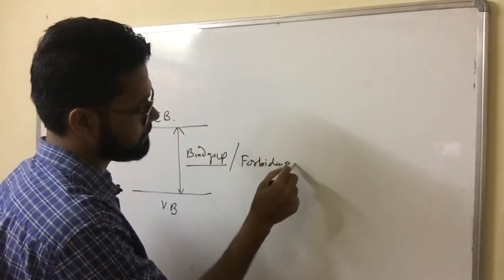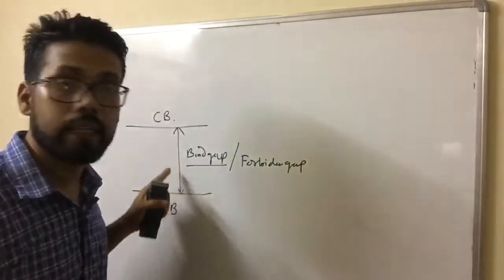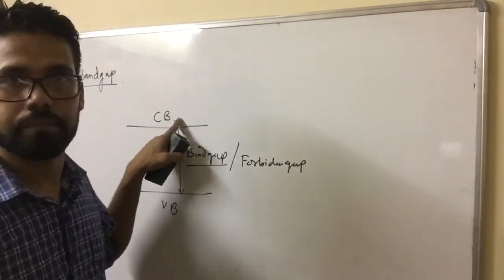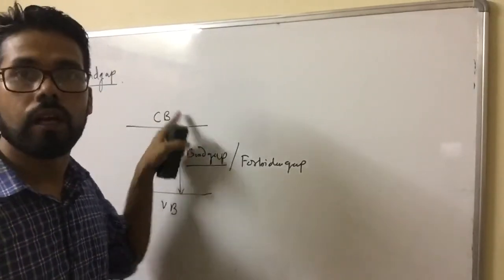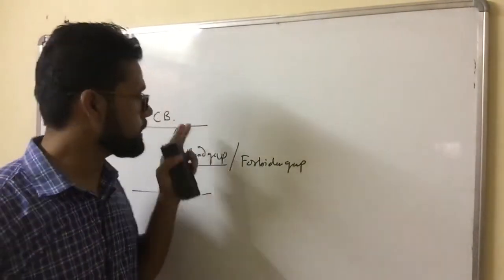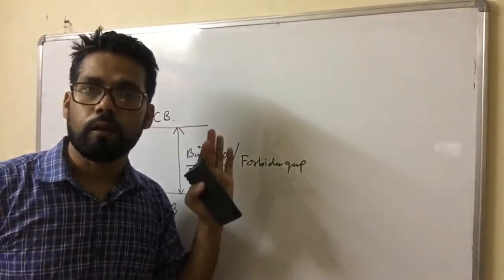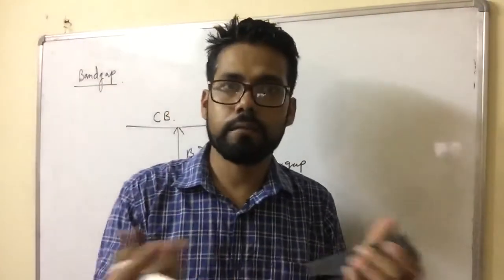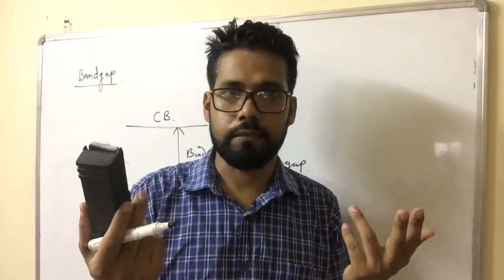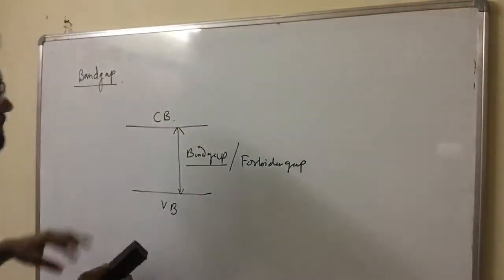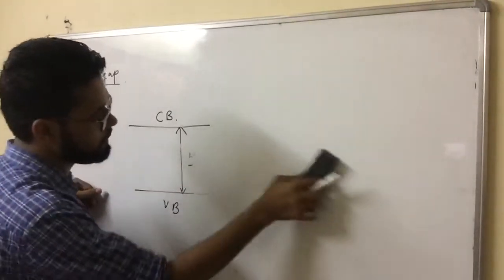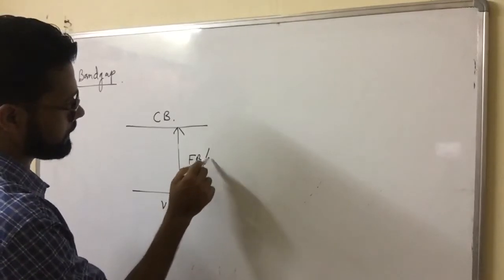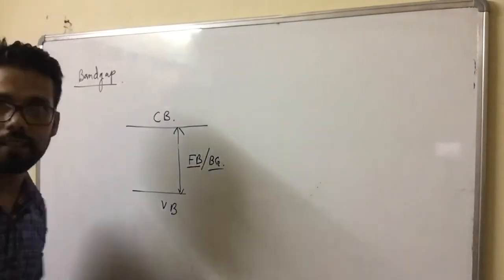Why the forbidden gap? Because an electron cannot exist in between. An electron exists either in the valency band or in the conduction band. All the electrons in the conduction band are considered free electrons. If there is no electron in the conduction band and all electrons are in the valency band, then it behaves as an insulator. There is no free electron and no electrical activity. Clear? Now this is the forbidden band. Shortly I am writing forbidden band or band gap, BG. Clear?